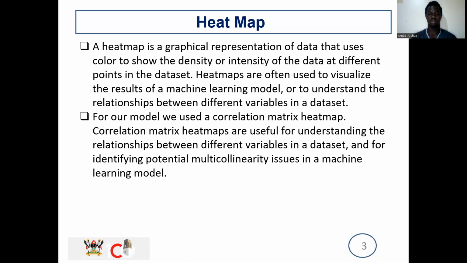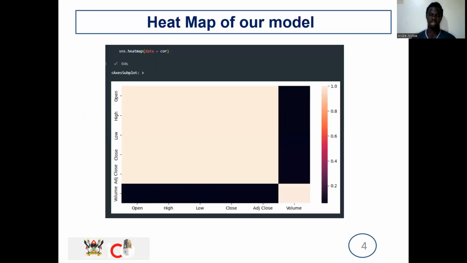The heat map is a graphical representation which uses color frames, in terms of intensity and density, to show patterns and showcase relationships between variables in our data set. It's essential for establishing that relationship, as it helps visualize the results of the machine learning model.